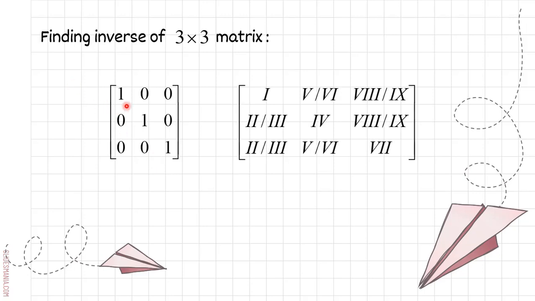Your first operation will be to convert this element to 1, then these two elements to 0. So these are the first 3 operations. Your fourth operation is to convert this element to 1. Fifth and sixth are your choice. Seventh will be that this element should be 1, so perform elementary operations so that this element becomes 1. And the 8th and 9th are your choice.